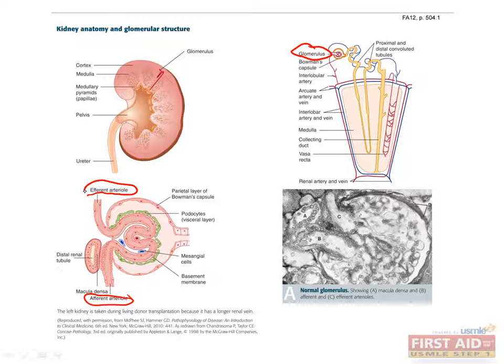Remember, A before E. Plasma gets filtered into Bowman's space as ultrafiltrate, and from there it goes through a network of tubules. First, the proximal convoluted tubule, then the loop of Henle, then the distal convoluted tubule, and finally the collecting duct. Last, all the collecting ducts pool together their urine into the papillae, or medullary pyramids, which drain into the renal pelvis and ultimately into the ureter.